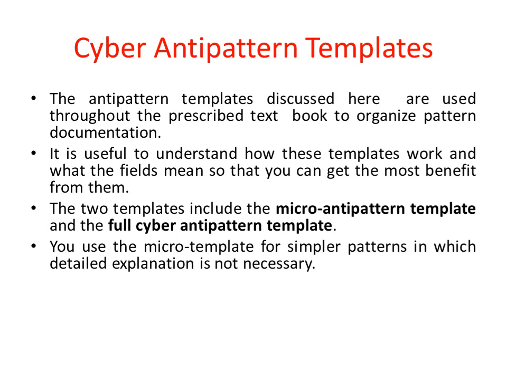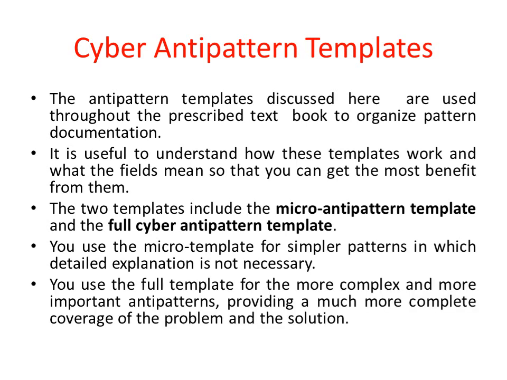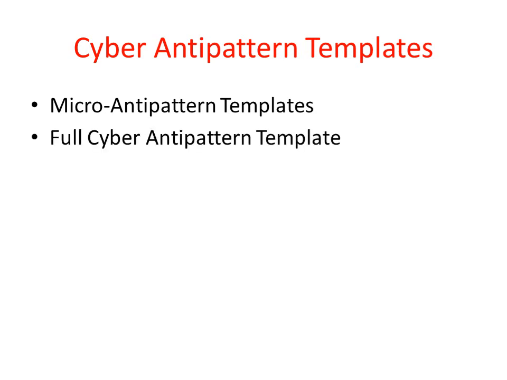You use the micro template for simpler patterns in which detailed explanation is not necessary, whereas you use the full template for the more complex and more important anti-patterns, providing a much more complete coverage of the problem and the solution. So in cyber anti-pattern templates, we have two types of templates: one is the micro anti-pattern template and the other is the full cyber anti-pattern template.